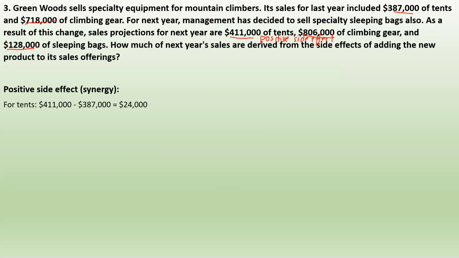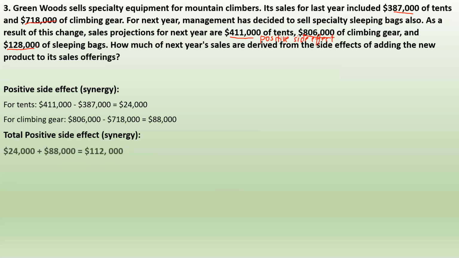For tents, the synergy effect is $24,000. For climbing gear, the synergy is $88,000 US. The total positive side effect is $112,000 US. The total incremental cash flow for accepting this new project is $240,000 US.